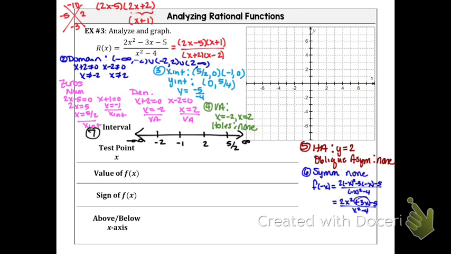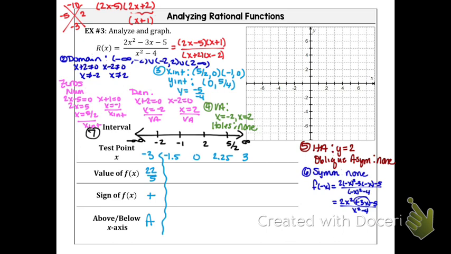And so my test points, I'm going to use negative 3, negative 1.5, 0, 2.25, and let's say 3. All right, so I'm going to go through and plug these in. So I plug in negative 3. When I plug in negative 3, I'm going to get 22/5, which is positive, which means it's going to be above.